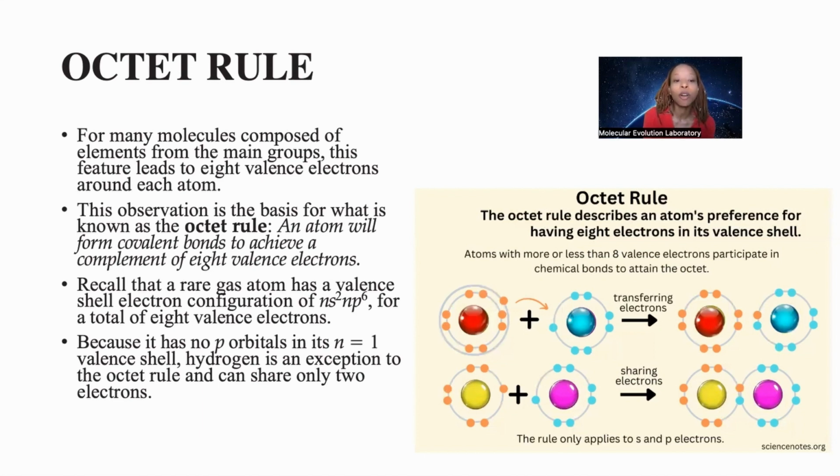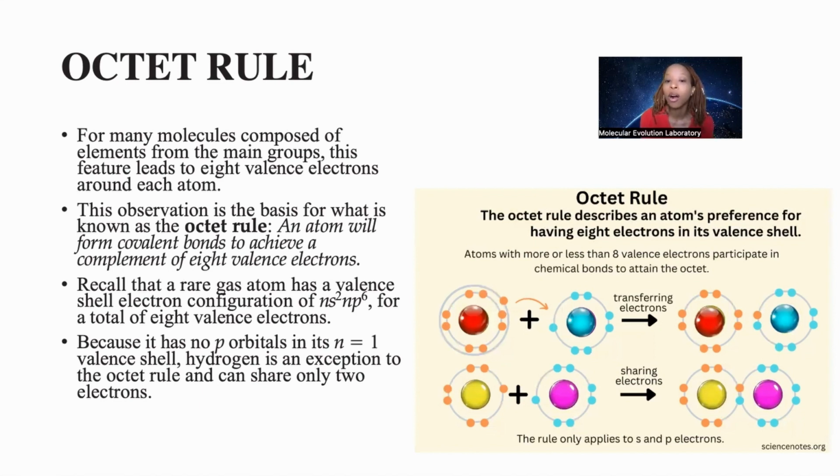An atom will form covalent bonds to achieve a complement of 8 valence electrons. So the octet rule is when an atom forms covalent bonds to achieve a total of 8 electrons. Rare gas atoms have a valence electron configuration of ns2 np6, for a total of 8 valence electrons. Because it has no p orbital in its n=1 valence subshell, hydrogen is an exception to the octet rule and can share only 2 electrons.